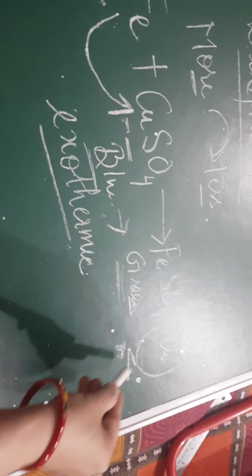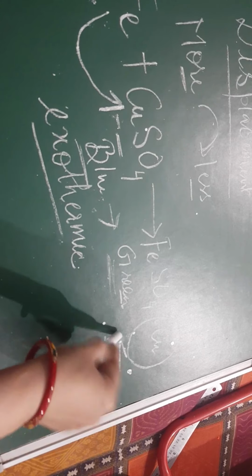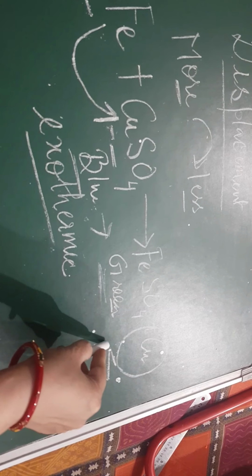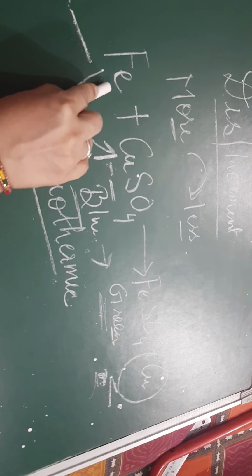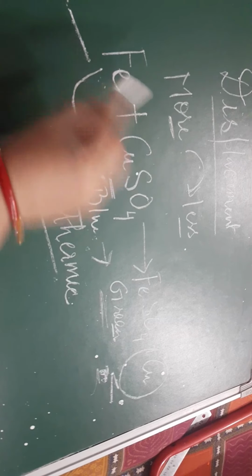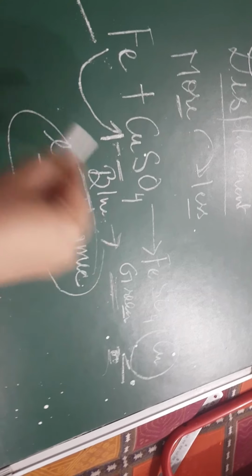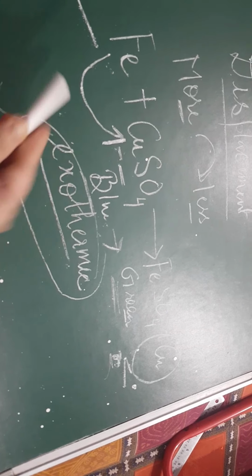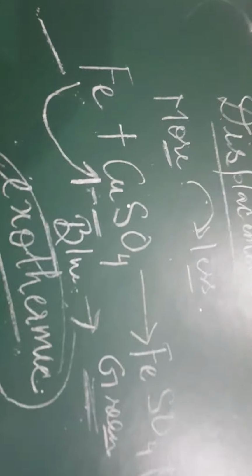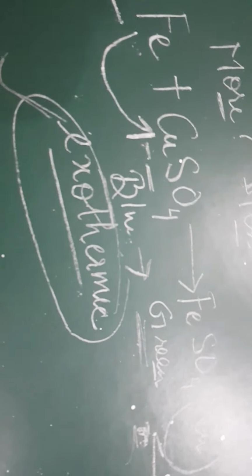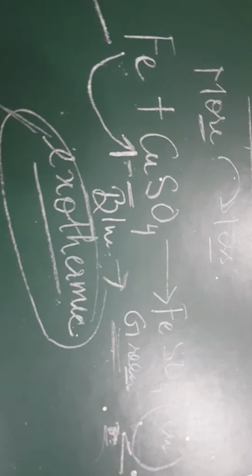Second change, copper is reddish brown in color, so there is a reddish brown deposition of copper over the iron nail or iron filings. Third change, because this reaction is highly exothermic, we can feel the change in temperature by touching the base of the test tube. A large amount of energy is released during this reaction.